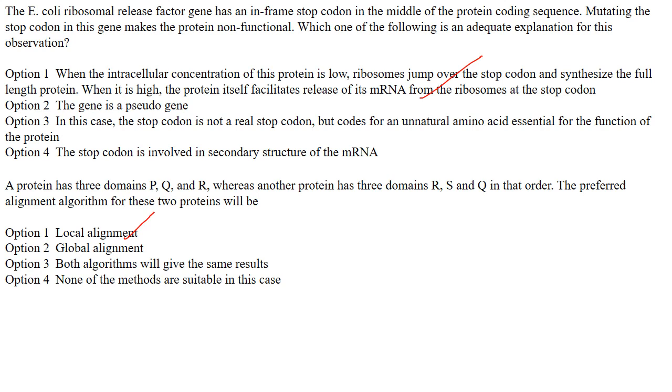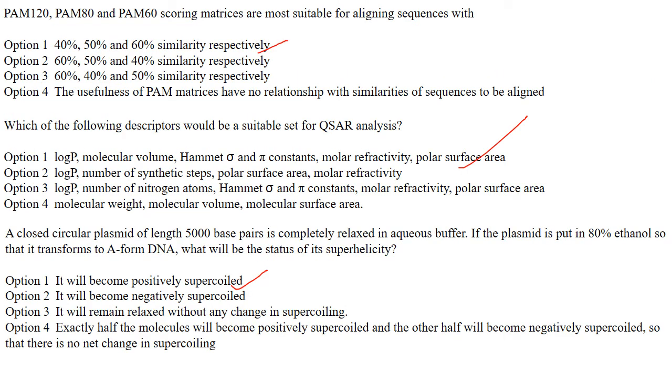Then next one. A protein has 3 domains P, Q and R, whereas another protein has 3 domains R, S, Q in that order. The preferred algorithm for these two proteins is local alignment. In local alignment, only the highest scoring region is included, whereas in global alignment, all portions of the two sequences must be included in the alignment. So the domain is likely only in one piece of the protein, so local alignment is preferred. Coming to the next question.